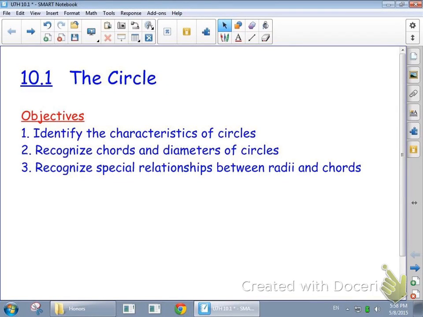Good morning. This lesson is all about the circle. We're going to identify the characteristics of circles, recognize chords and diameters of circles, and recognize special relationships between radii and chords.